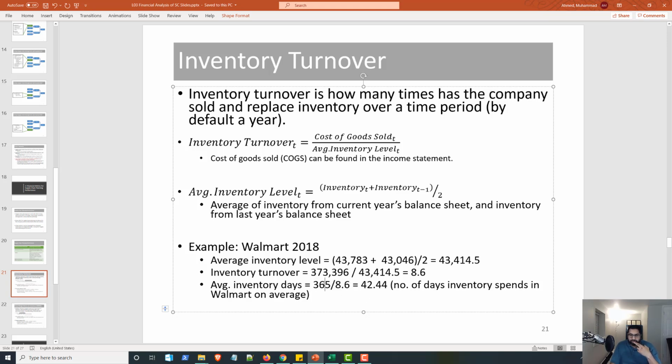So you take the number of days in a year, divide by the inventory turns, and you get how many days it takes on average to replace inventory. So Walmart carries about 42 days of inventory. Every 42 days, old inventory has left the system, and new inventory has replaced it.